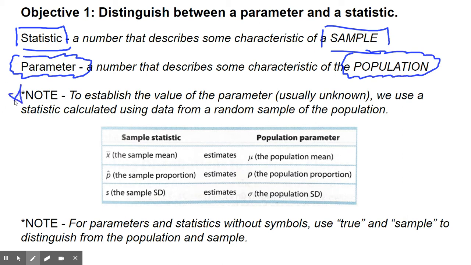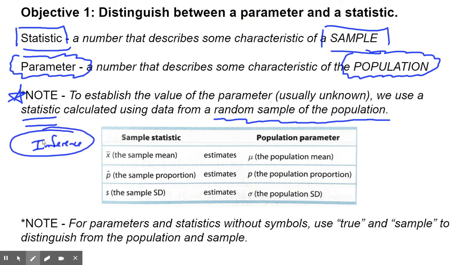Now, this is an important note here. To establish the value of a parameter, which is usually unknown, and again, we talked about early on in, I think, chapter 3, that it's very difficult to get every person's opinion in the population, right? That's the only true way we could really get the exact parameter. So again, in order to get this parameter, we need to use a statistic calculated using data from a random sample from the population, okay? And again, this is going to be where most of our inference methods come into play. So inference, using a statistic to talk about the parameter.